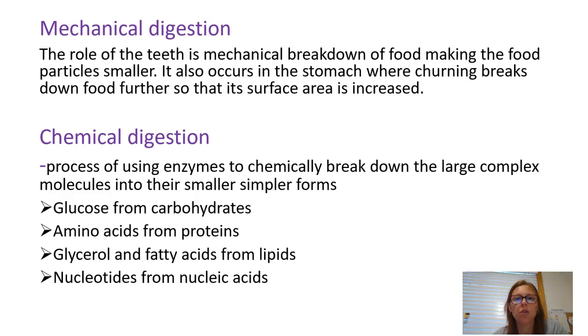Our stomach also goes through a mechanical breakdown as well. Our stomach is churning that food around, imagine like a washing machine, turning that food around and breaking it down into smaller pieces. We then also have chemical digestion, which is the use of enzymes to chemically break down those complex molecules into smaller, simpler forms. For example, glucose from carbohydrates, amino acids from proteins, glycerol and fatty acids from our lipids, and nucleotides from our nucleic acids. And that is one of the answers to the questions in your work booklet.